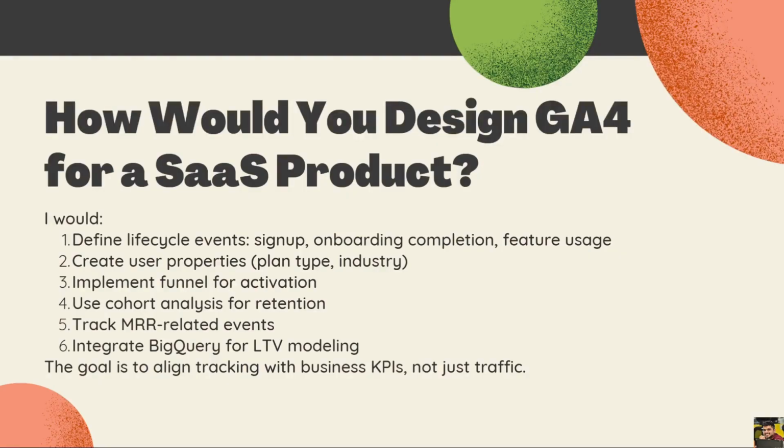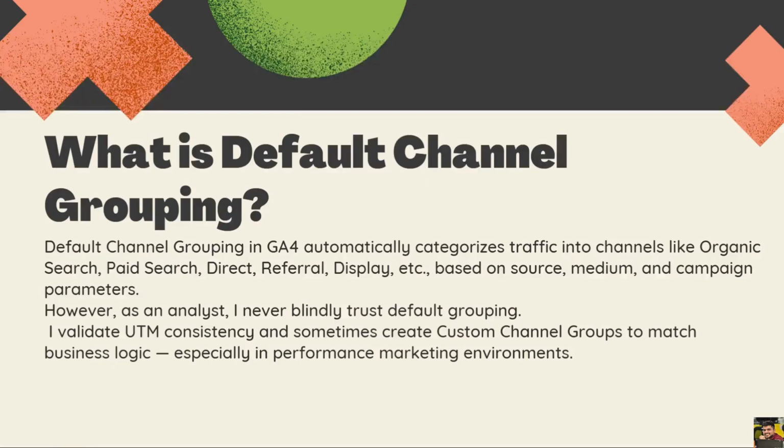How would you design 𝐥𝐢𝐤 for a SaaS product? I would first design lifecycle events: sign up, onboarding, completion, feature usage. Then create user properties, plan type, and industry. Implement funnel for activation. Use cohort analysis for retention. Track MRR related events. Integrate BigQuery for LTV modeling. The goal is to align tracking with business KPIs, not just traffic.